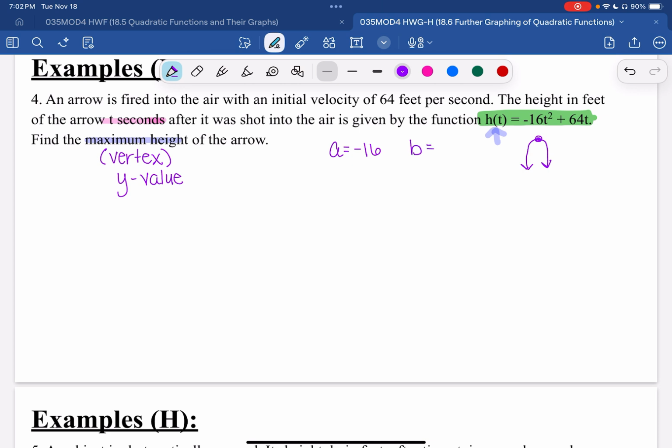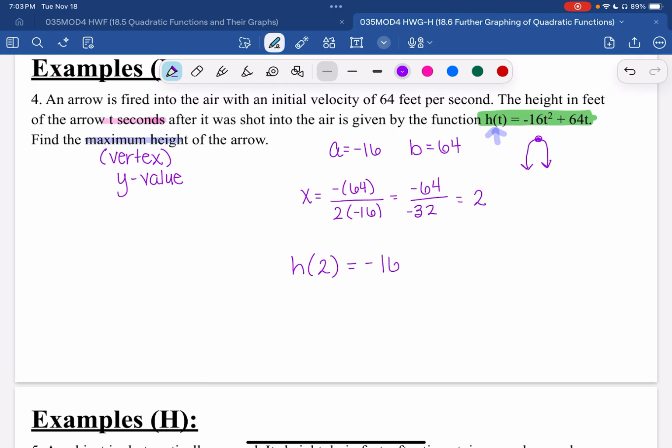B is 64. So x equals negative b over 2a, which would simplify to negative 64 over negative 32, which would simplify to 2. So that means that the time the maximum occurs is 2 seconds. But I need to know the height. So I'm going to take that and plug it back in. I'm going to find h of 2. That's the height at 2 seconds.